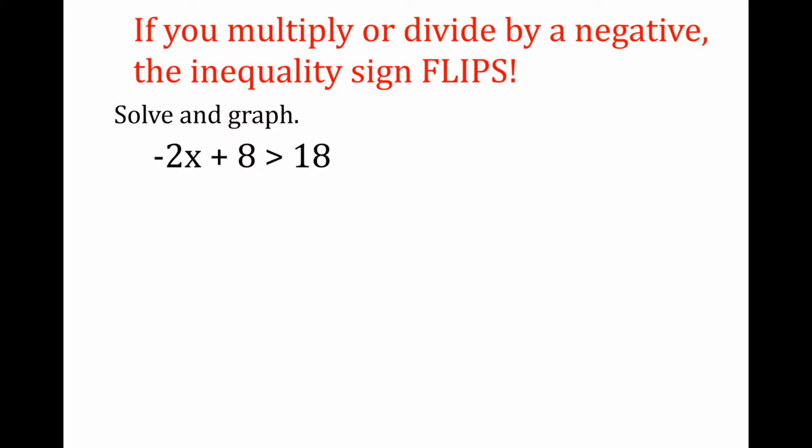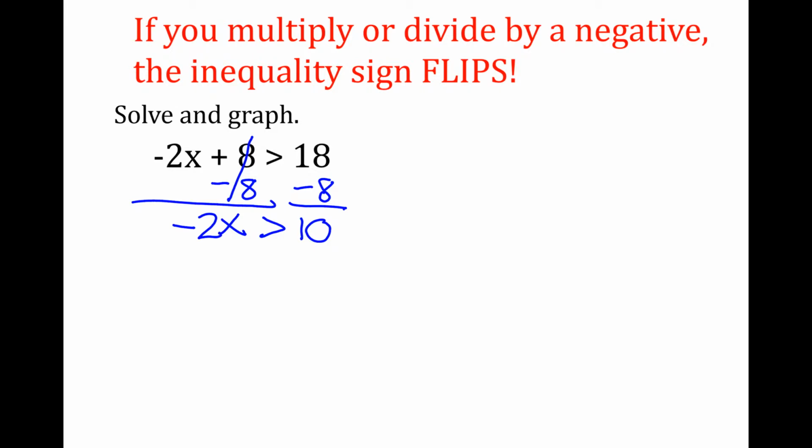And that is, if at any point in solving your inequality, you multiply or divide by a negative number, the inequality sign will flip. Let's go right ahead and see an example of this. We're going to solve this inequality exactly like we'd solve a regular equation. So since the 8 is being added to both sides, just subtract 8 from both sides, these cancel, and we have negative 2x is greater than 10.